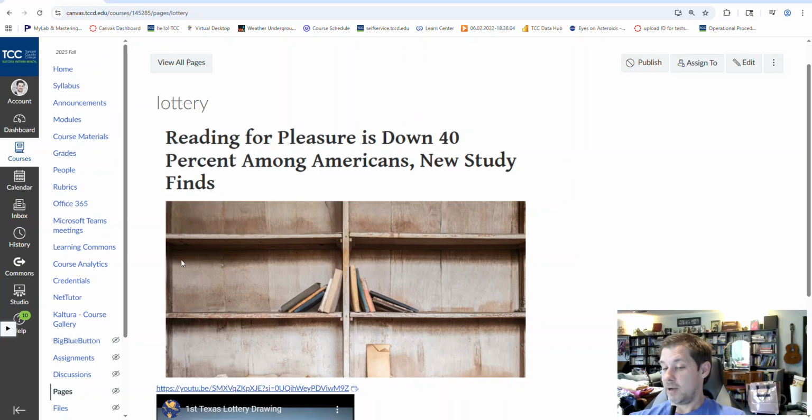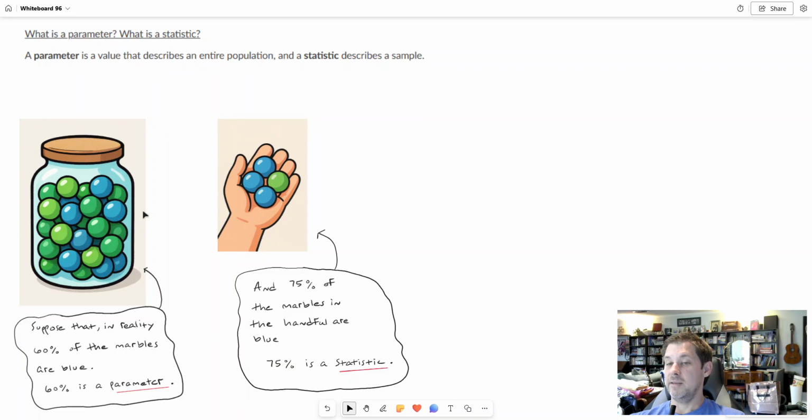So even though in the example that I've used here, it seems like it'd be pretty easy to know what portion of the marbles in the jar are blue and there'd be no need to take a sample, it still provides a good example to help you understand how studies and data and statistics are done in general.